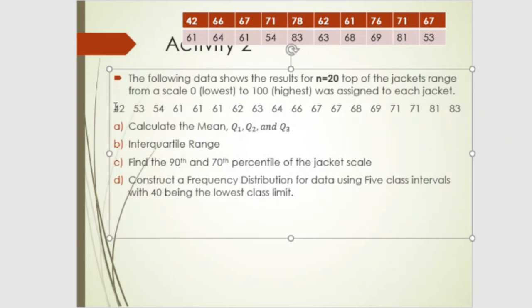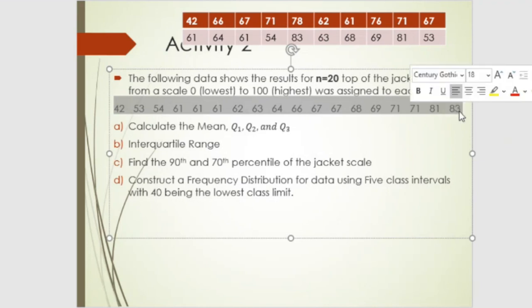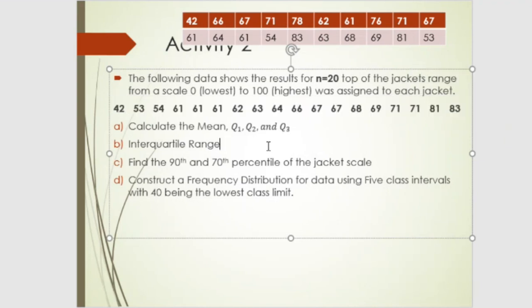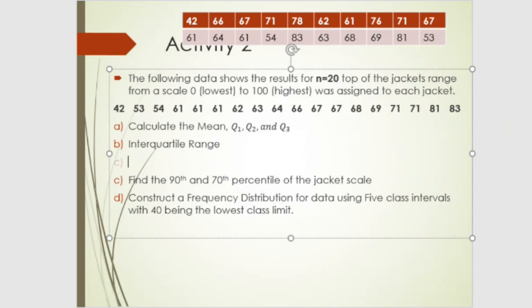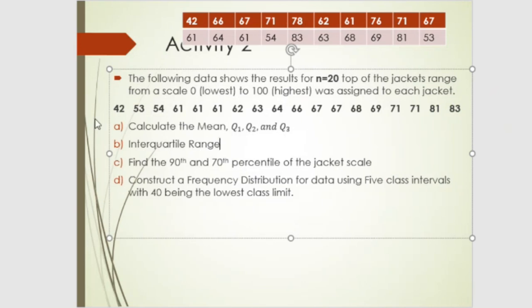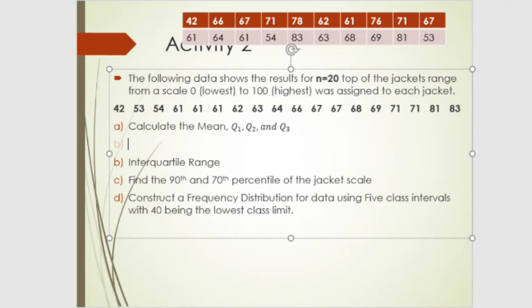All right, so this is the data that we have sorted. It's like cleaning data. Now calculate the mean, Q1, Q2, Q3. This was just a review to see if you're able to calculate the mean. So what would be the mean here? Sum of values divided by number of values. Our number of values is going to be 20.